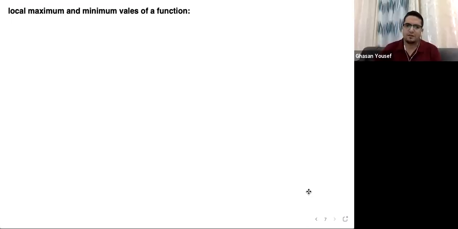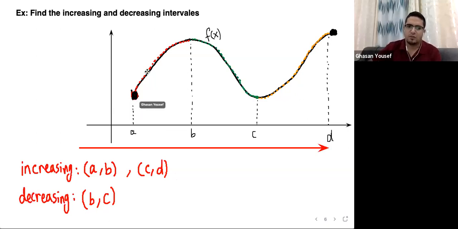Okay. The local maximum and minimum values of a function is not hard, it depends on the increasing and decreasing function. So the point here at the top, when the function changes from increasing to decreasing, at this point B, at x equal B, this point is called local maximum. When the function changes from decreasing to increasing, this point here at the bottom is called local minimum.